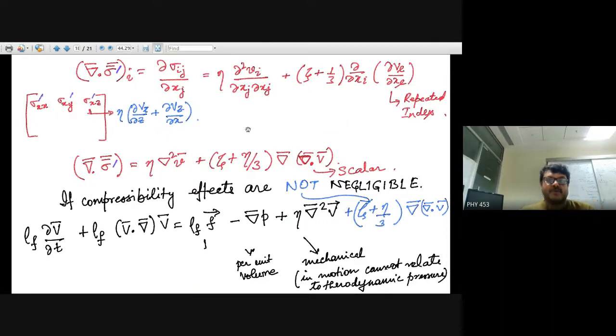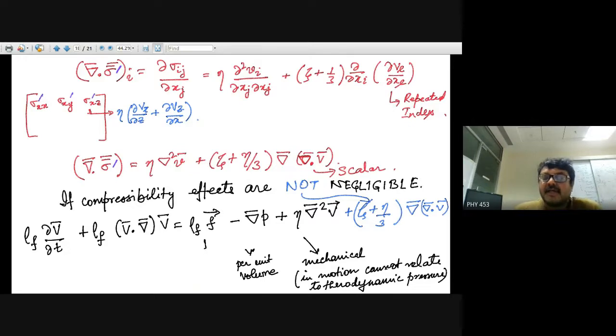So you can write it down. In general, plugging this here, this is your full Navier Stokes equation, where I have written down explicitly the Laplacian acting on V, and it comes with the shear viscosity coefficient, and this will also contribute if divergence of V is non-zero.